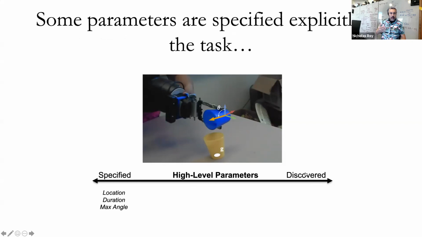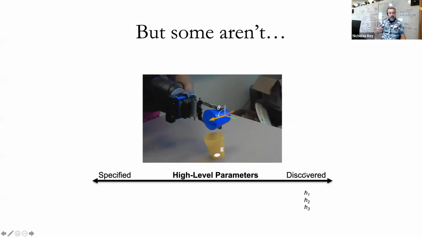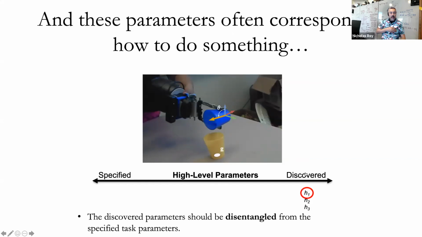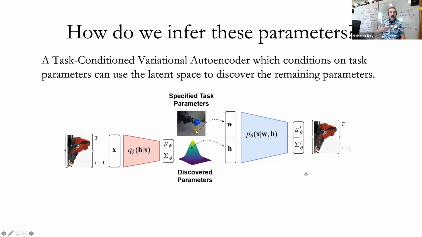Essentially, there's a set of parameters. A lot of parameters that we use to describe a task are specified explicitly by the task, such as where, for how long to do it, the angle, etc. And then there's a bunch of parameters that you might use to actually complete the rest of the task. And what we might want to do is disentangle the how of a task from these other discovered parameters that encode the rest of the task that we might want to vary from task to task. So I'm not going to spend a lot of time on this.